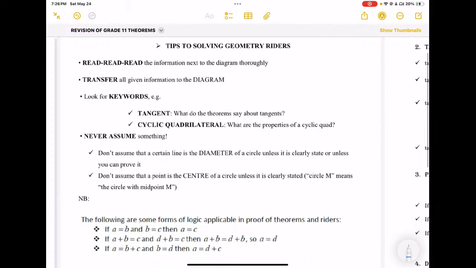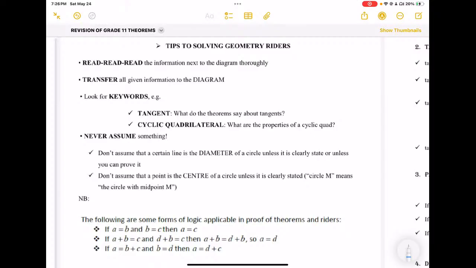And then here now we start with our lesson, right? This is exactly where our lesson starts. Read the information next to the diagram thoroughly. Read, read, read the information next to the diagram thoroughly. Don't make a mistake there. Don't assume, don't do any other thing. Just make sure that you read everything on the statement, and then you are able to answer the questions, right?